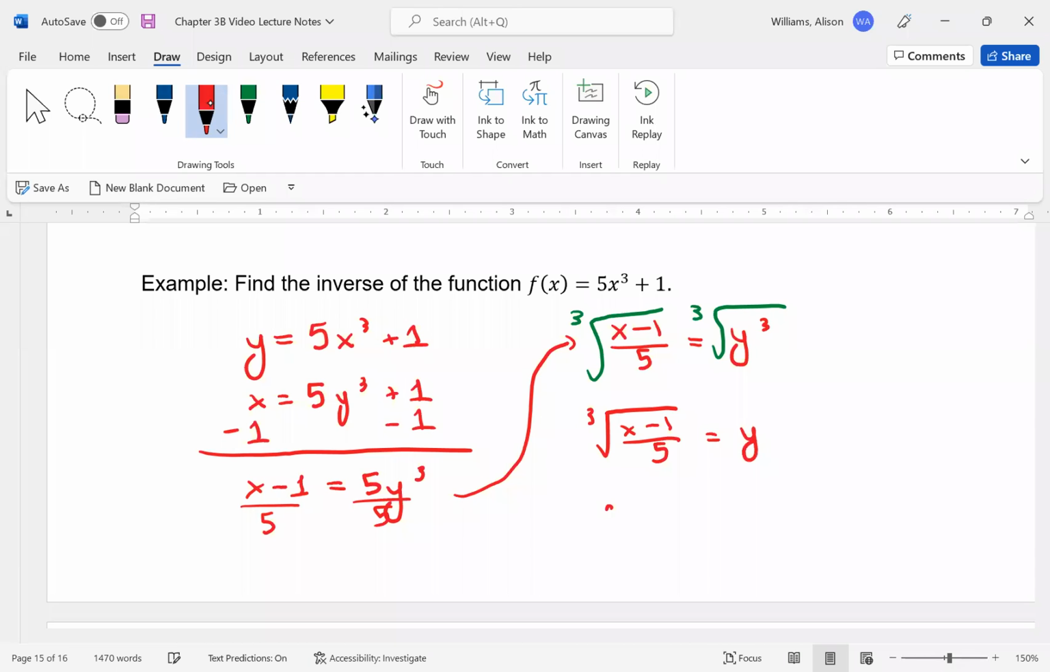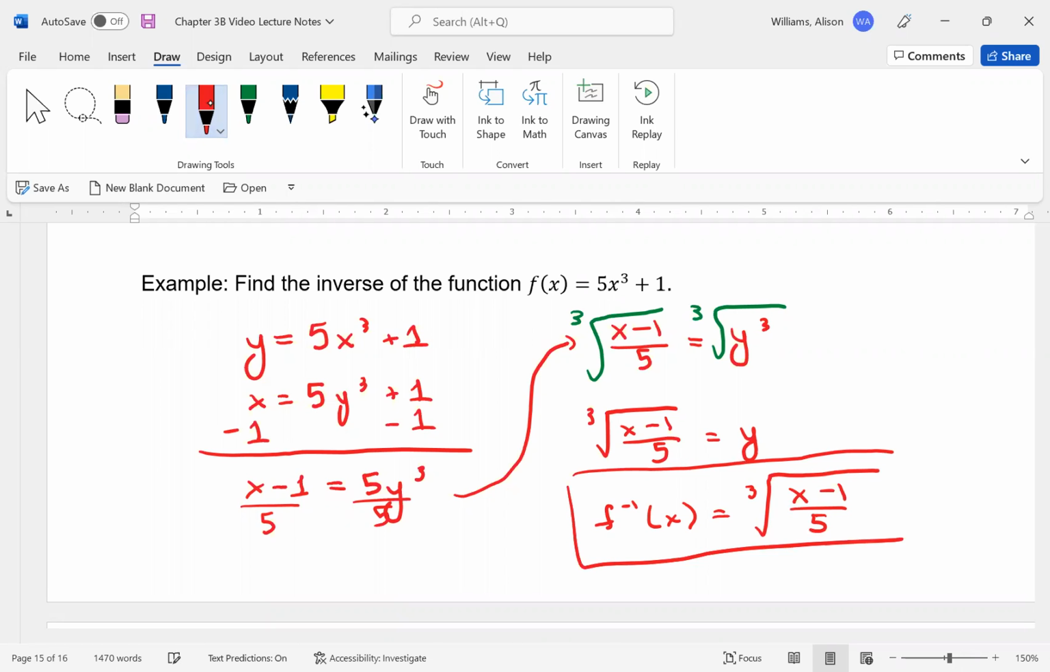So that's it. That's my inverse. And cubic functions, they are 1-to-1, so I don't have to worry about restricting the domain. So there we are, the inverse.